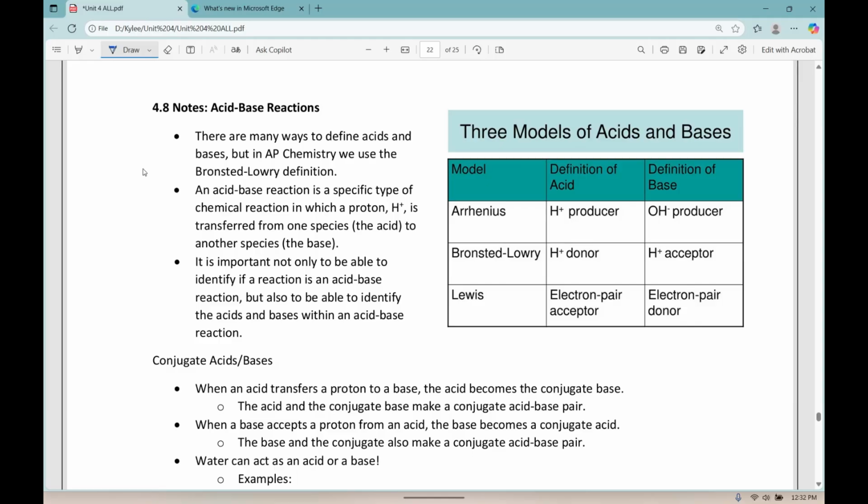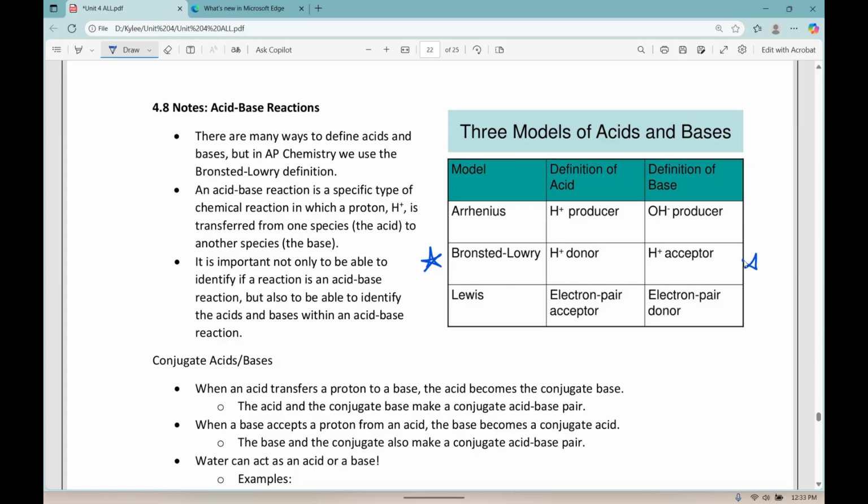So, over on the right, we have our three definitions of acids and bases. And it started off very simple: acids had hydrogen and bases have hydroxide. This is what we call the Arrhenius definition. That is usually how students first learn acids and bases. The definition that we are going to be focusing on is the Bronsted-Lowry definition.